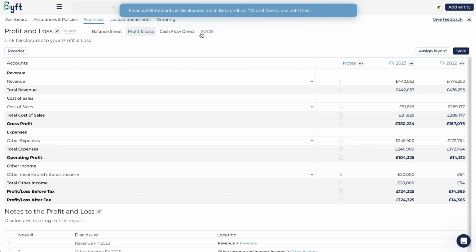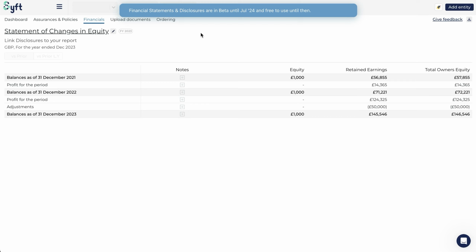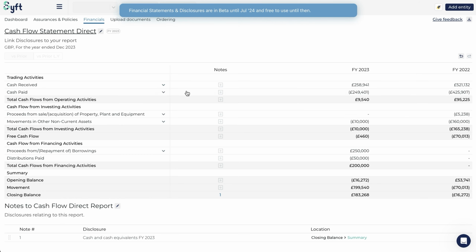Next, let's look at the statement of changes in equity. The statement of changes in equity provides more detail into the movement in your equity and capital reserve accounts. And lastly, let's look at the cash flow statement. The cash flow statement provides more detail into the actual cash movements of a company. This is broken down into three activities known as operating activities, investing activities, and financing activities.